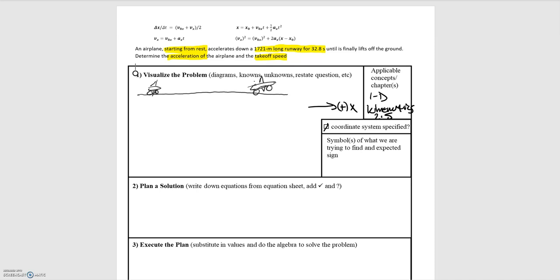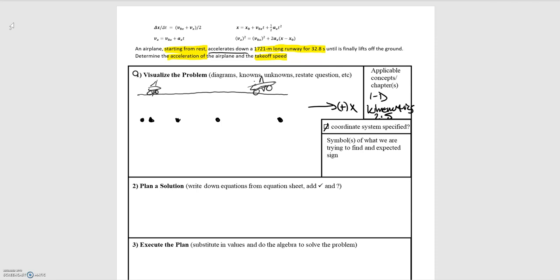Now that we define our coordinate system, our next step is to draw a motion diagram. We're told that we're starting from rest, but that it's accelerating down a runway. So the acceleration and the velocity are going to be in the same direction, to the right, so we know that the airplane's going to be speeding up. For an object speeding up, we know the motion diagram should have an increased spacing between the dots to reflect that speeding up. So that's what we have here.